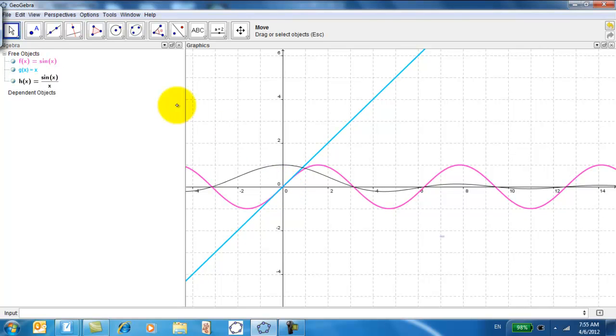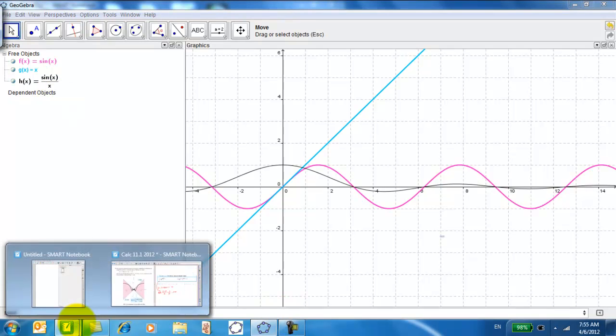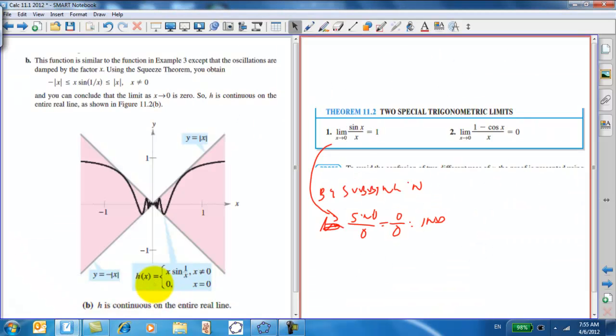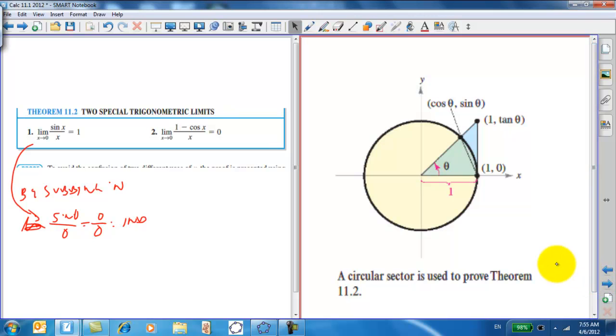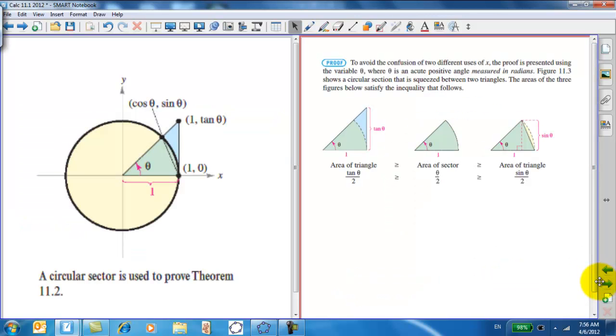And so when I take their ratio here, you get 1. Now the book does a nice job of a formal proof on this, which involves the squeeze theorem. And this is the circular sector idea, that you're going to see that basically this triangle and this green triangle in here, like this, will bound this sector. This sector has to be in between the areas of those two triangles.